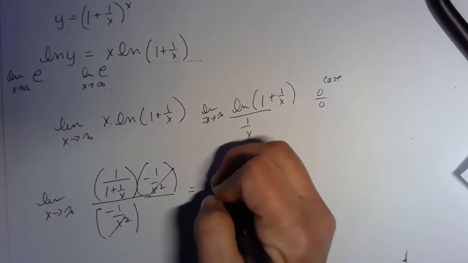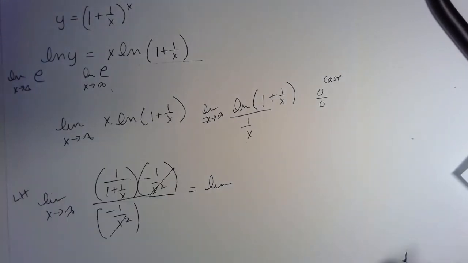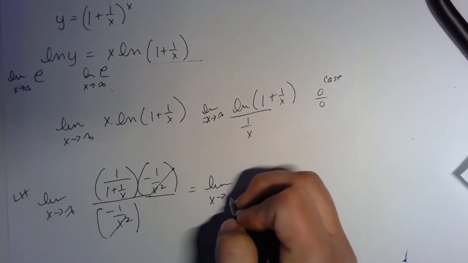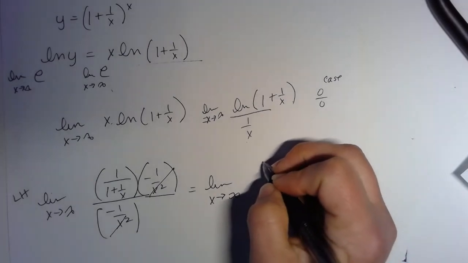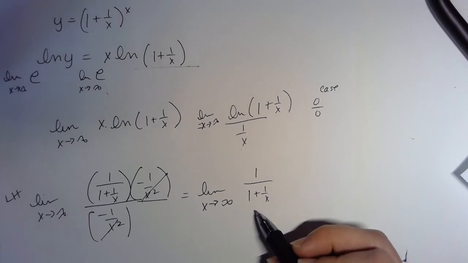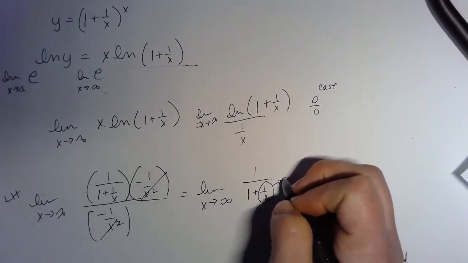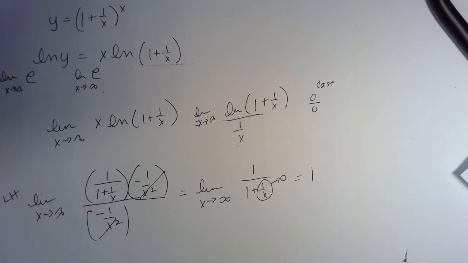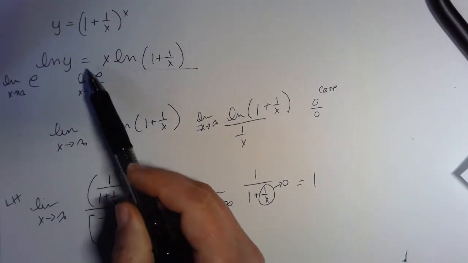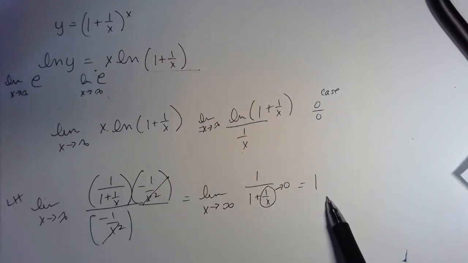So now I have the limit. Actually, I should have written that I did L'Hopital's rule here. So the limit as x approaches infinity of the simplified version is 1 over 1 plus 1 over x. Now when I take the limit as x goes to infinity, this goes to 0, and so I end up with 1 over 1, which is 1. Now, remember that I was doing this limit here, so this limit was equal to 1.